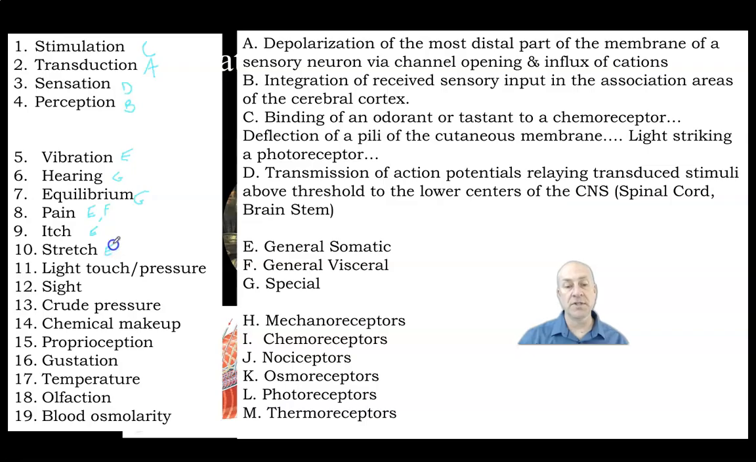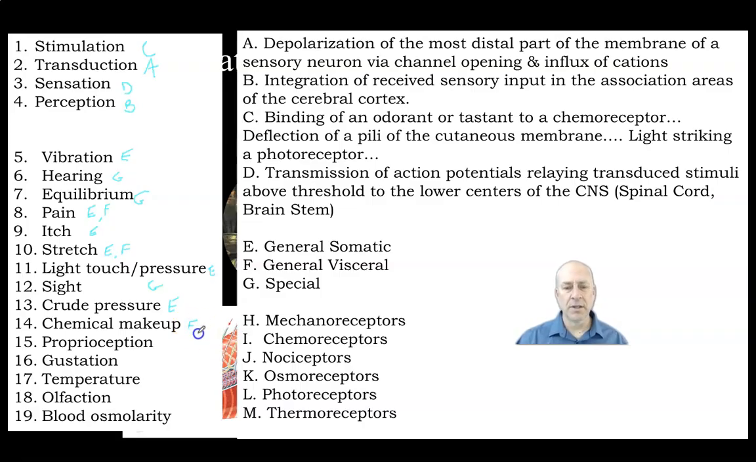You've got very special receptors that pick up stretch in the skin, but of course, one of the two biggies that the viscera receptors or the interoceptors are picking up is, of course, stretch of the viscera. Right? Light touch and pressure, general somatic, piece of cake. Sight, special. Crude pressure, general somatic. Chemical makeup, general visceral, right? That's one of the two things you want to know, the chemical makeup of the viscera.